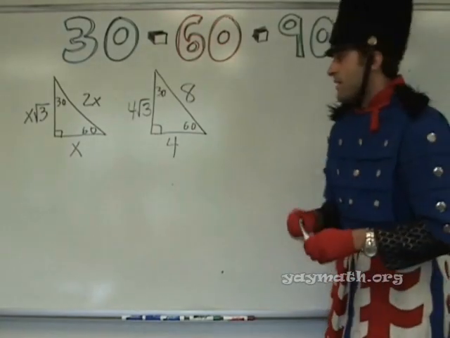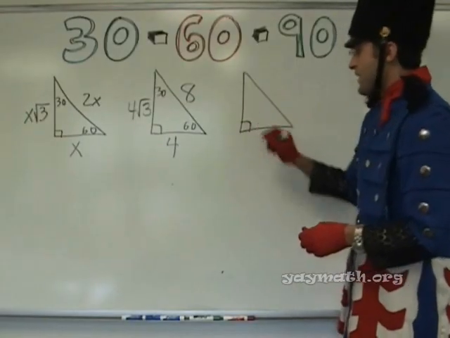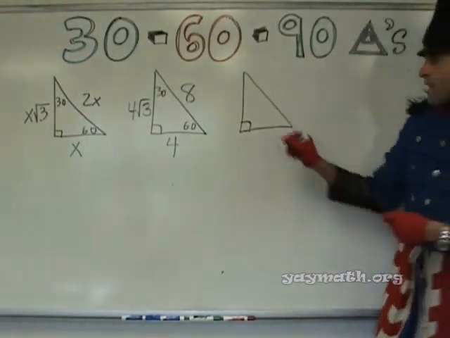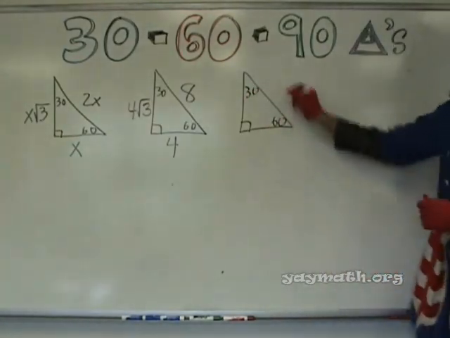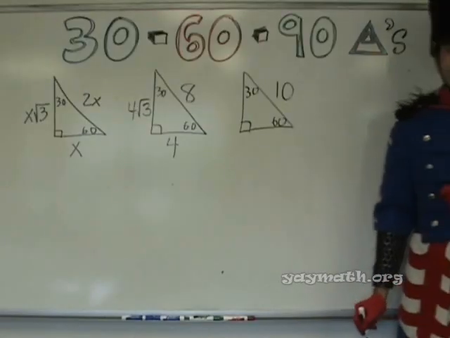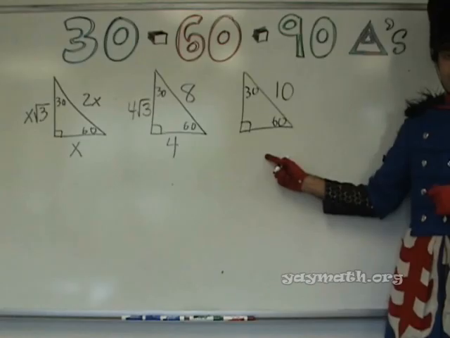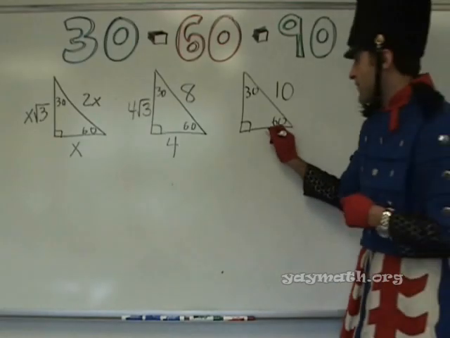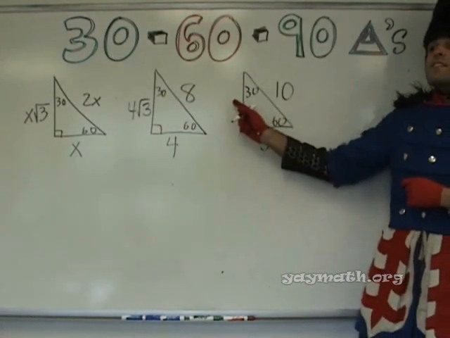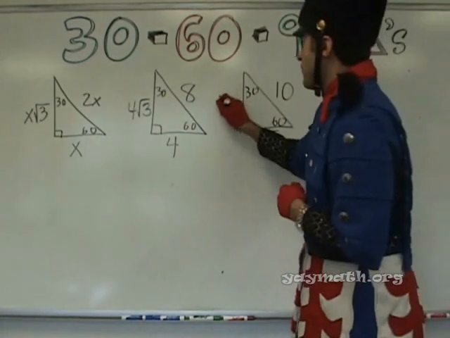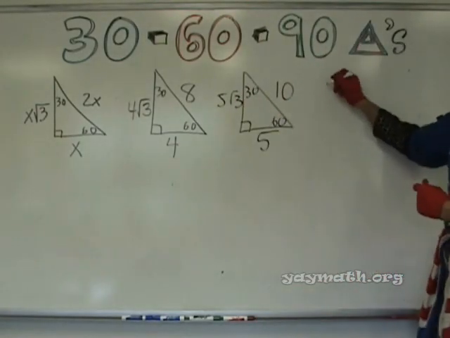Now, let's do another example. The 30, 60, 90 actually gets challenging after a while. We'll leave it oriented the same way. If this was 10, what would this be? 5. And now since this is 5, what would the 60 side be? 5 square root 3. Okay, questions on that one? No. Okay, here we go.